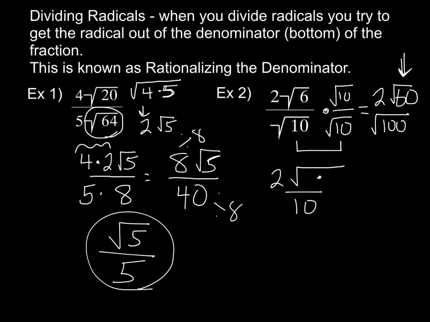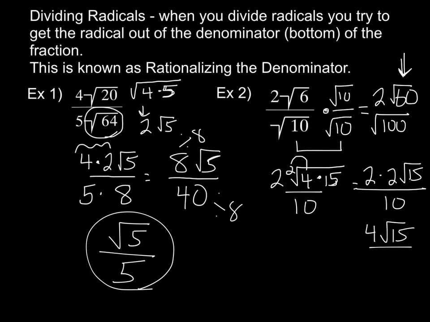So I think of two numbers that multiply to give me 60, one of them being a perfect square, and that is 4 times 15. The 4 will come out as a 2, and so I will have the original 2 times 2 radical 15, which is my simplification of 60, and I will have 2 times 2, 4 radical 15 over 10. Once again, like in our previous example, I can reduce 4 and 10, and that will give me 2 radical 15 over 5.